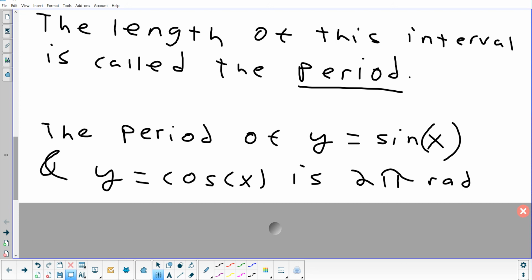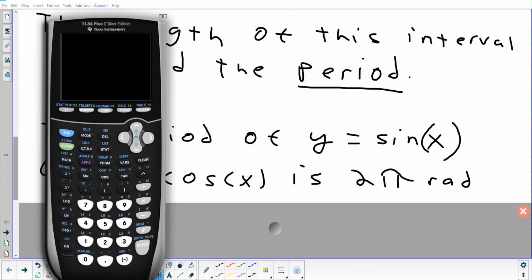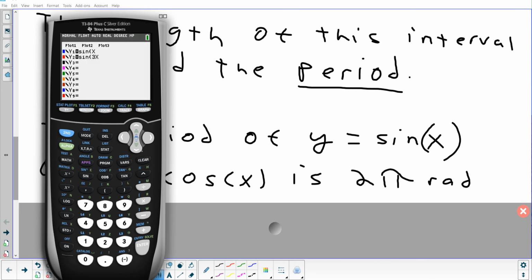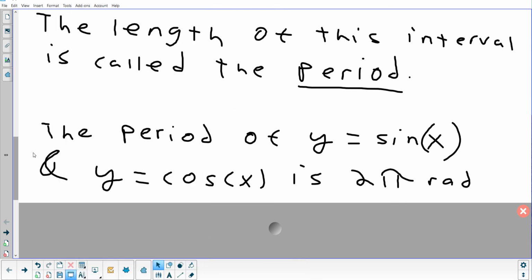180 would be pi radians. How many? That would be pi over 4. 360. So 2 pi radians is 360 degrees. All right, so let me put this back up. Let me just simplify that a little bit. And let's look at that picture again.